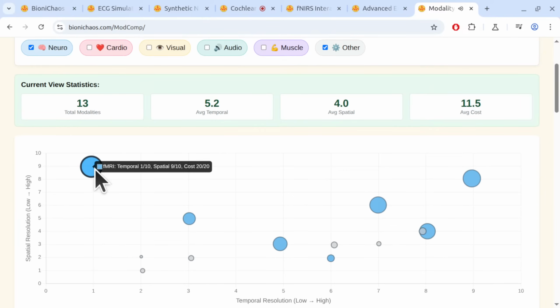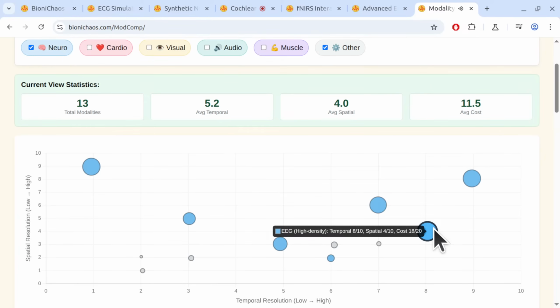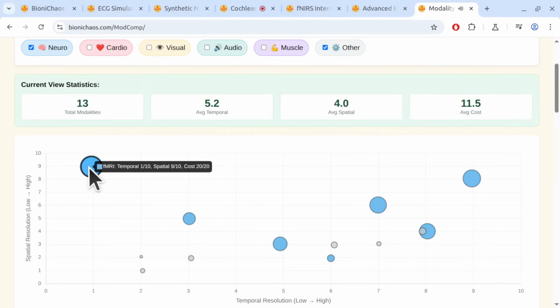Then the y-axis. Spatial resolution. What's that telling us? Right, spatial, that's about precision. How well can the sensor tell the difference between two points in space? Higher value means it can pinpoint where a signal is coming from with more accuracy, more detail, basically. Location, location, location. Exactly. So that fMRI we mentioned, it's slow, but its spatial resolution is amazing. Like 9 out of 10. It can tell you precisely which tiny bit of the brain is active.